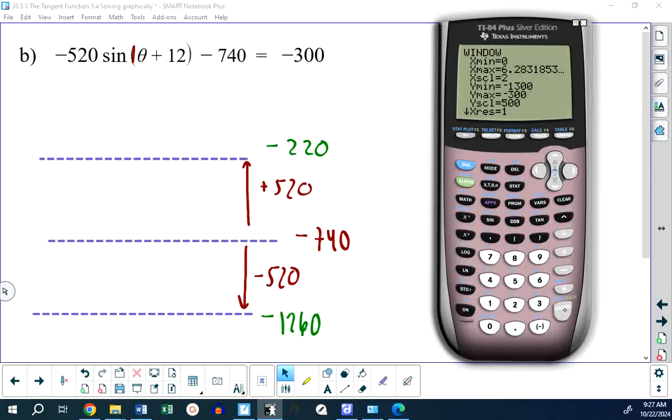If you just leave the scale at 1, it's going to try to crowd in over 1,000 ticks. So double check everything. My window setting is good, I believe, negative 1,300 to negative 300. Pardon me, I guess negative 200, right? We need to go higher than negative 220. And double check my functions: negative 300 and then negative 520 sine theta plus 12 minus 740, graph.